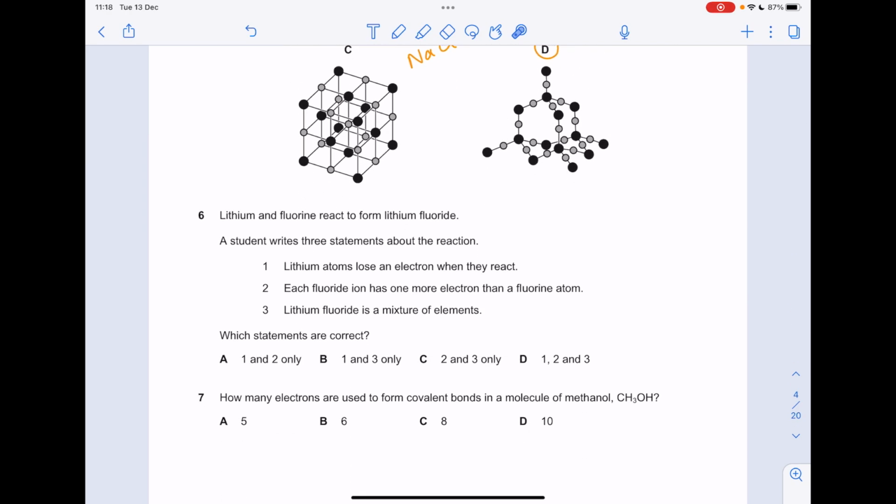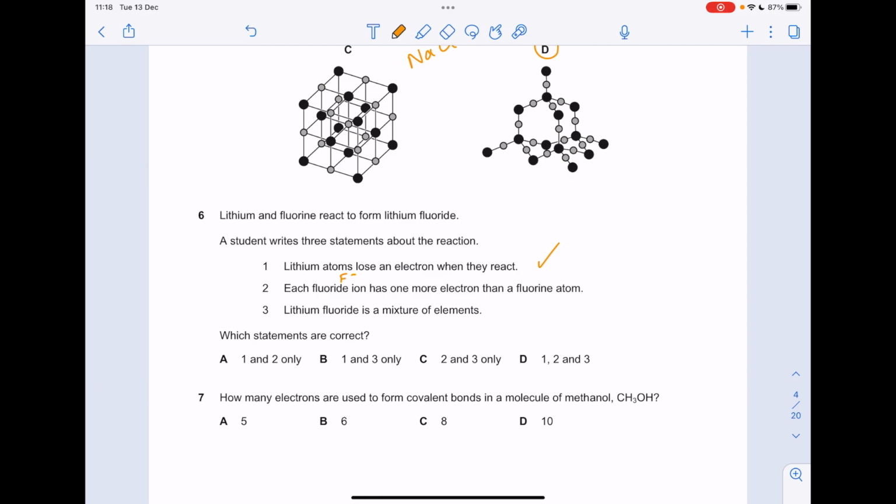Lithium and fluorine react to form lithium fluoride. A student writes 3 statements about the reaction. Lithium atoms lose an electron when they react. That's true, because lithium is in group 1, so therefore it will choose to lose an electron to have a full outer shell. Each fluoride ion has 1 more electron than a fluorine atom. Again, that's true, because the fluoride ion is F-.